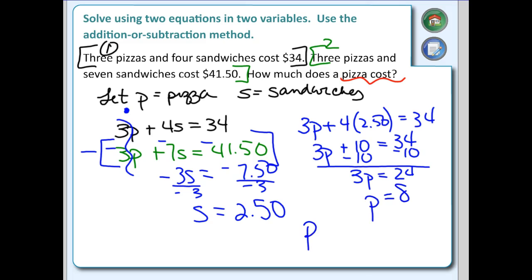That's right, pizza costs $8. And somewhere you need to give me a check.